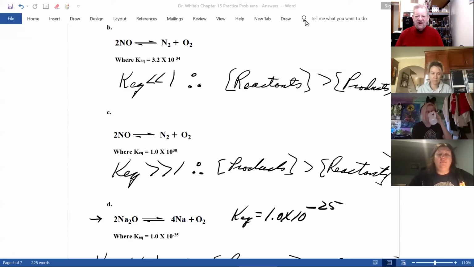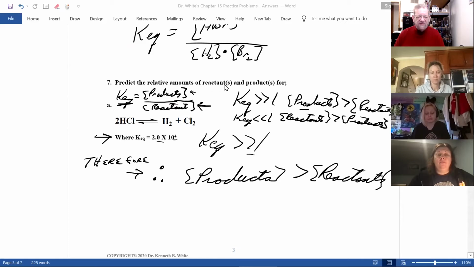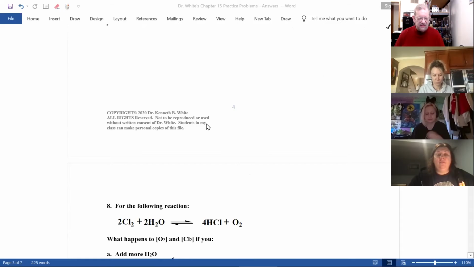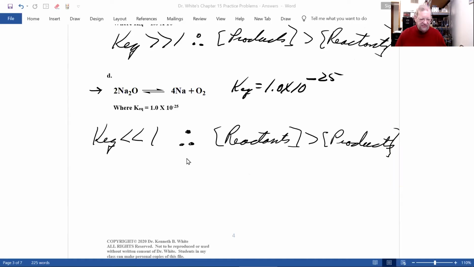Oh, it looks like everybody's done, so let me get to work. The question is, predict the relative amount of reactants or products for this reaction. Notice 1.0 times 10 to the minus 25th. When this is minus, it's going to be much less than 1. When it's positive, it's much greater than 1. It's much less than 1, and therefore, reactants will be greater concentration than products.